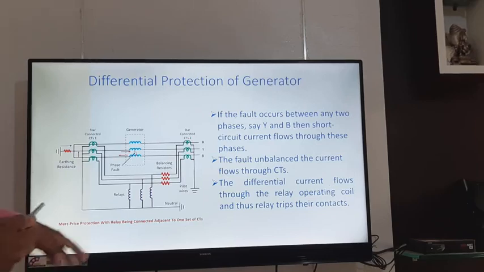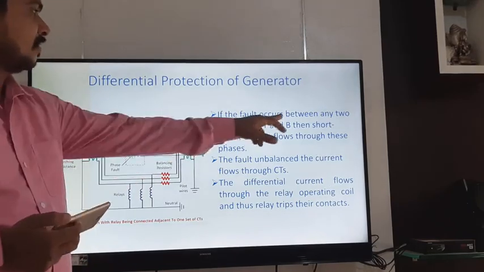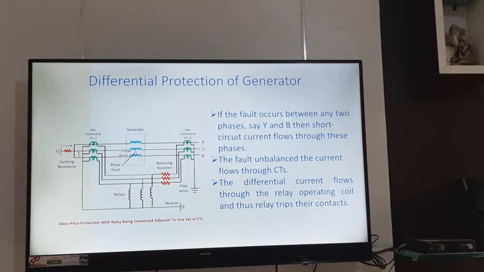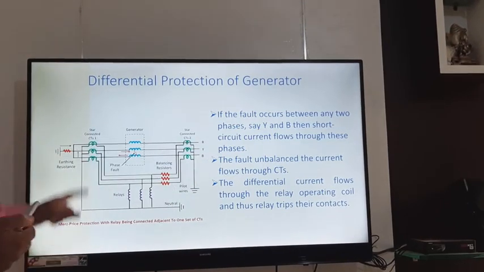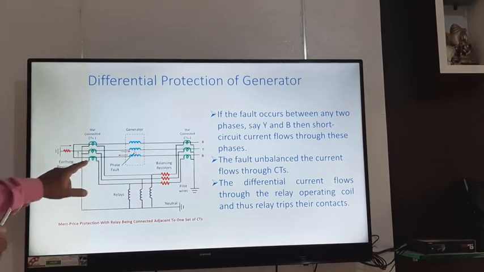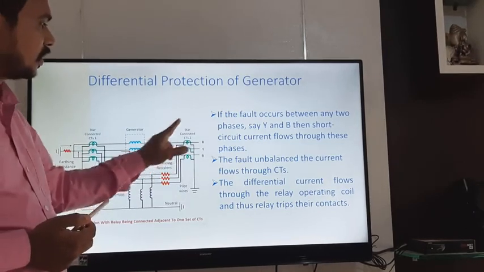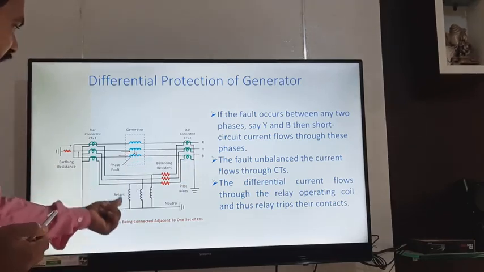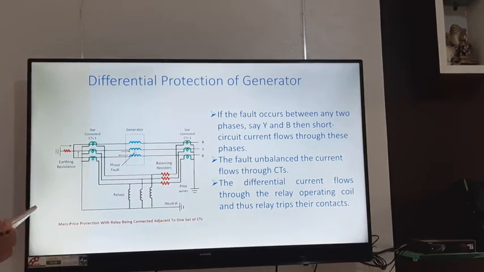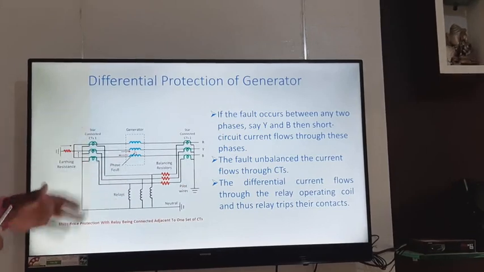Now a fault occurs at that time. What happens? In any two phases, Y and B, short circuit current will flow through the phases. The fault unbalances the CT's current. So the current flowing through the secondary of this CT and the current flowing through the secondary of this CT are different. So the differential current is flowing through this relay coil, and the relay coil will energize and give a signal to the circuit breaker.